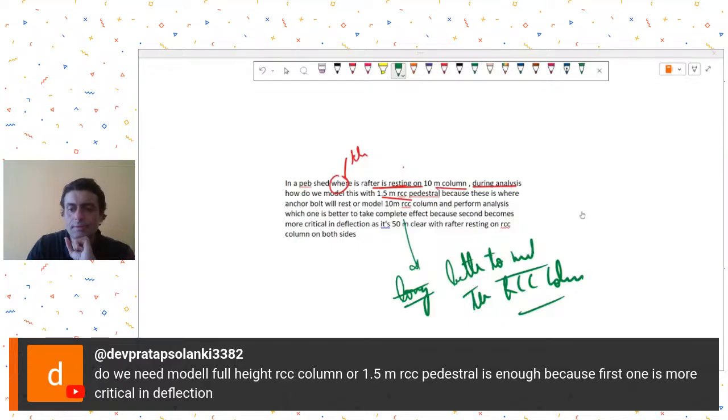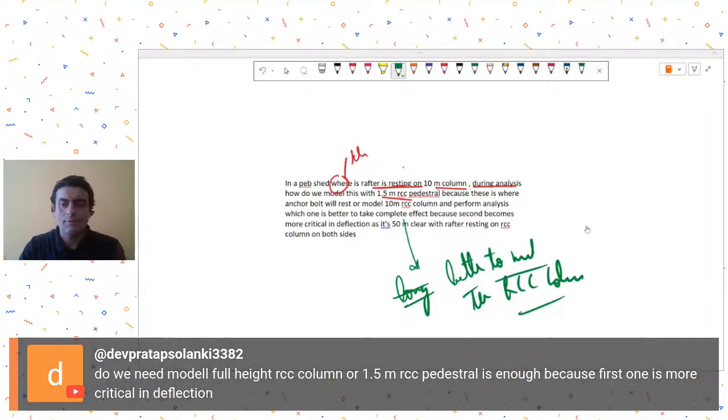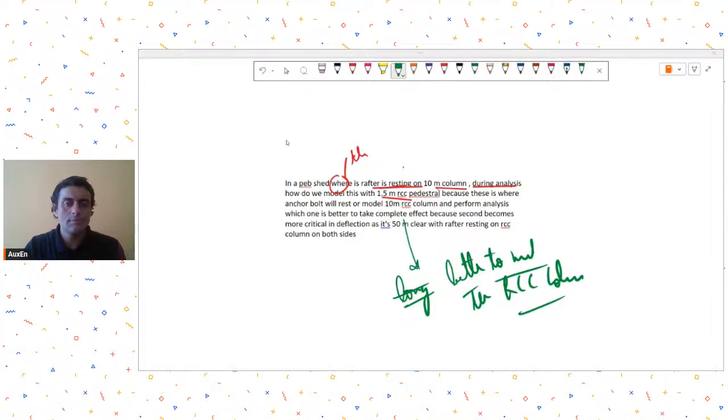Okay, right. Then okay. Then we have the next question. Next question is from Engineer Ketan Mahajan.